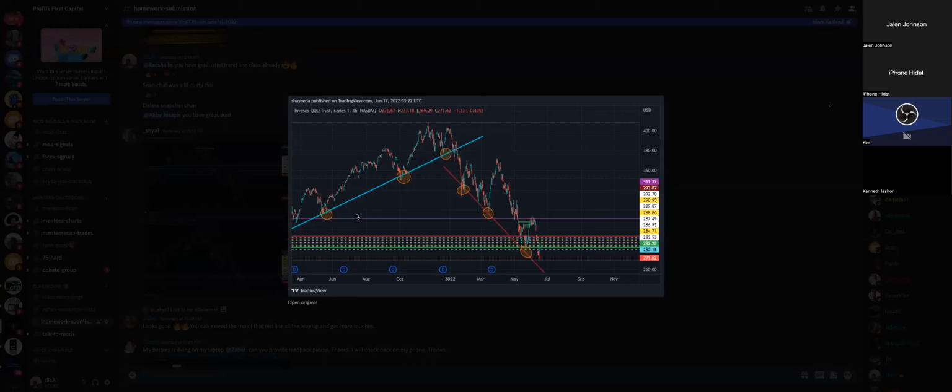Yep, great job. This is a great job of a trail line, right? Good job. It's perfect. Literally perfect. And nothing is perfect in trading, but this is perfect.